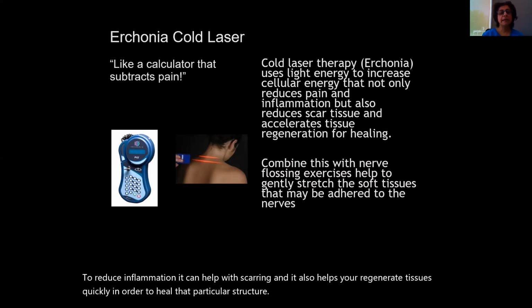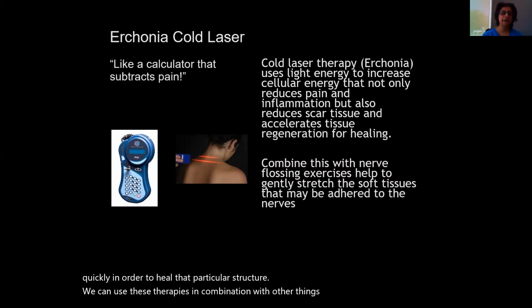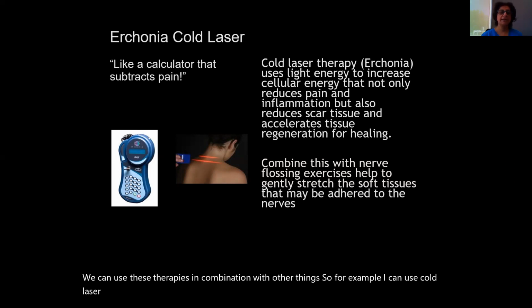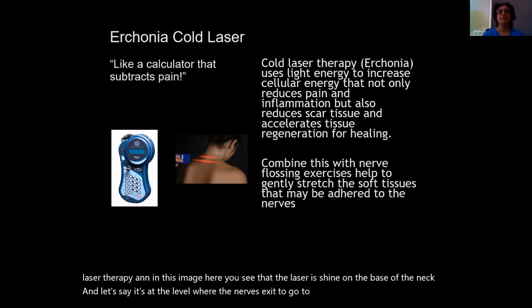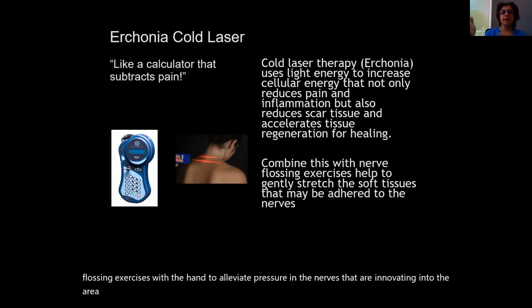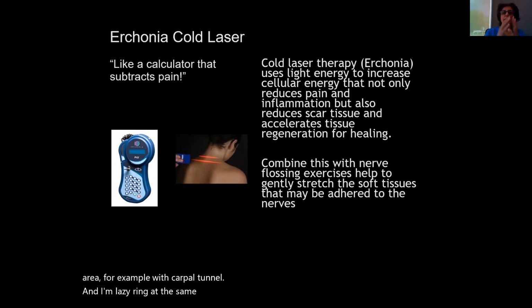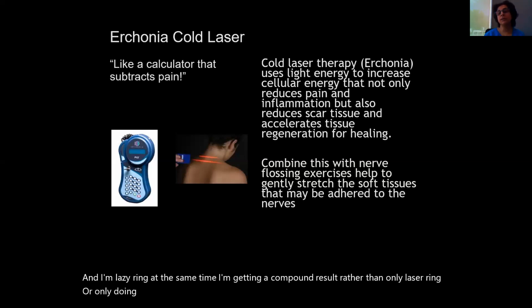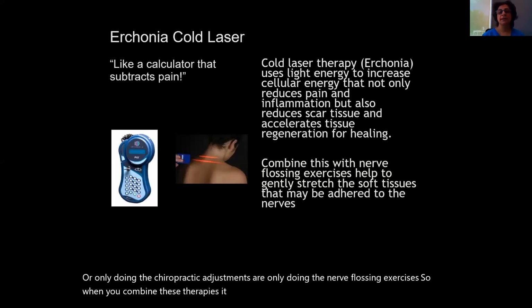Now, we can use these therapies in combination with other things. So for example, I can use cold laser therapy, and in this image here, you see that the laser is shone on the base of the neck. And let's say it's at the level where the nerves exit to go to the hand. Then if I do nerve flossing exercises with the hand to alleviate pressure in the nerves that are innervating the area, for example, with carpal tunnel, and I'm lasering at the same time, I'm getting a compound result rather than only lasering or only doing the chiropractic adjustments or only doing the nerve flossing exercises. So when you combine these therapies, they are so effective in trying to help with a lot of these chronic problems that people haven't seen results with.